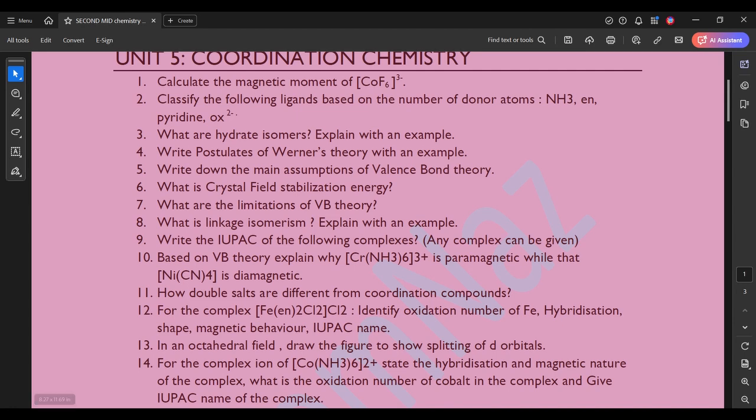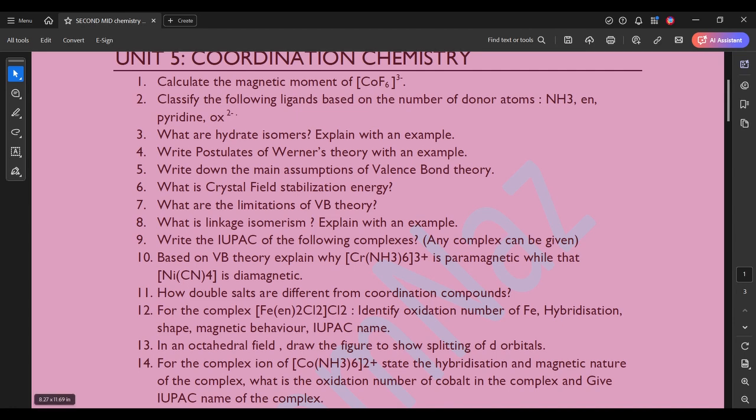For this complex ion, we have to identify the oxidation number, hybridization, shape, magnetic behavior, and IUPAC name. Each of these carries 1 mark, so it will be asked for 5 marks. In an octahedral field, draw the figure to show the splitting of d orbitals. This is a 3 mark question. Just the figure and a clear explanation has to be written along with the diagram.